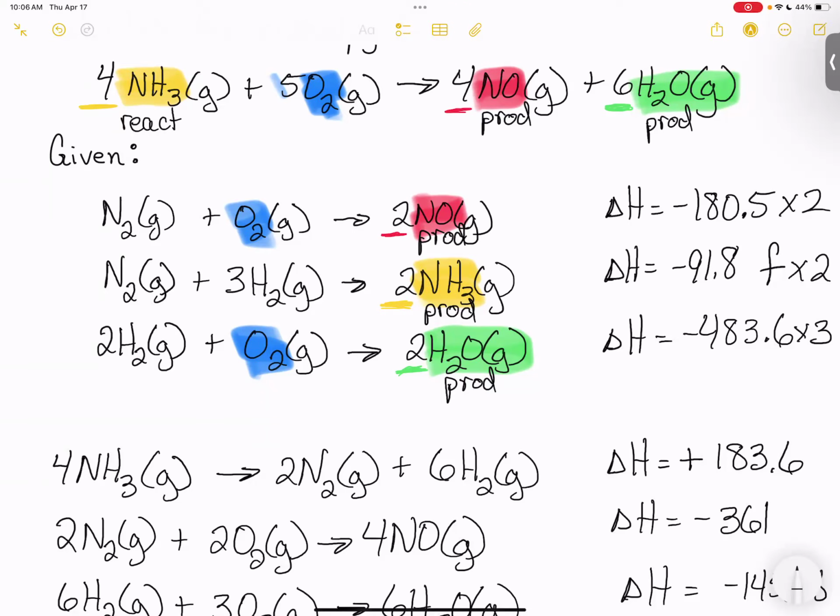So I moved on to the NO. I found a reaction that had NO. I wanted it as a product. Great, it's already as a product, so I didn't have to do anything as far as the direction of the reaction. But I needed 4 of them and I only had 2, so that's why I multiplied the entire equation by 2 and the enthalpy by 2. I did a similar thing with the water.